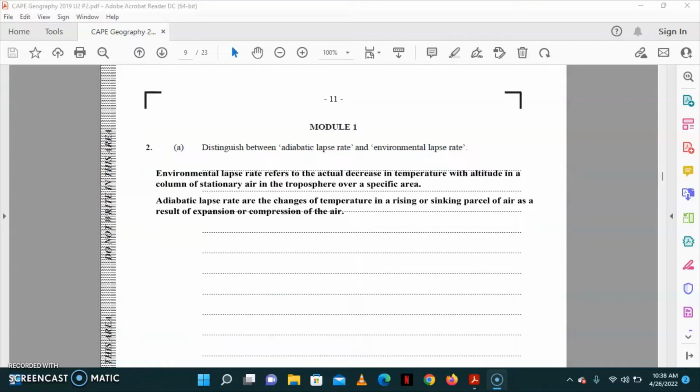Now, environmental lapse rate refers to the actual decrease in temperature with height in a column of stationary air in the troposphere of a specific area. The air is heated from the bottom up and it cools at a rate of 6.5 degrees Celsius for every 1,000 meters of ascent at a given location. Now that was environmental lapse rate.